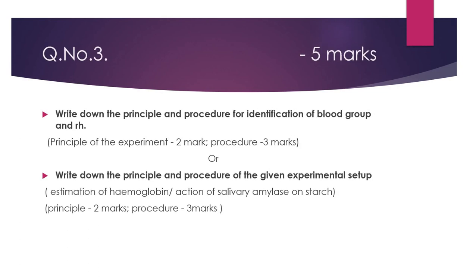Then question number 3 carries 5 marks. Either one of the following 2 questions will be asked for a batch. If you get the identification of blood group, you have to write down the principle of the experiment and procedure. You will get 2 marks for writing the principle and 3 marks for writing the procedure and results. If you get an experimental setup, you have to write down the principle and procedure of the given experimental setup.